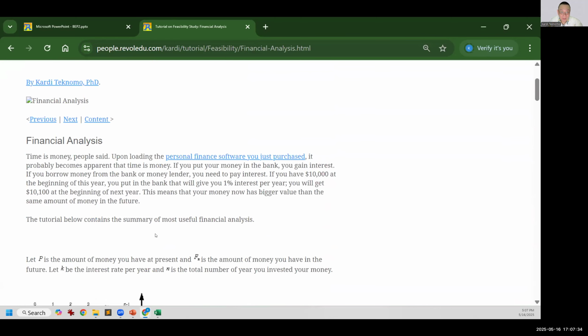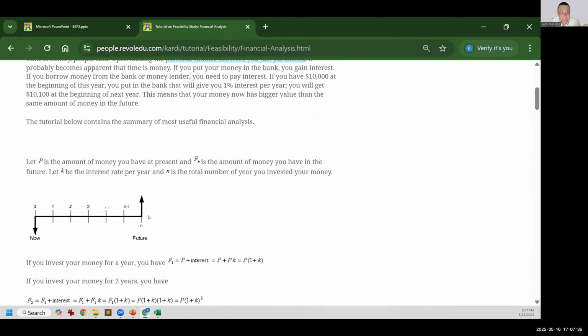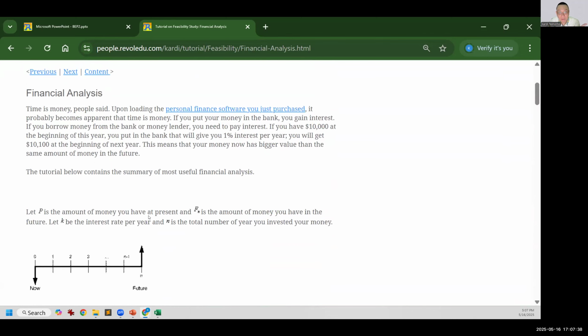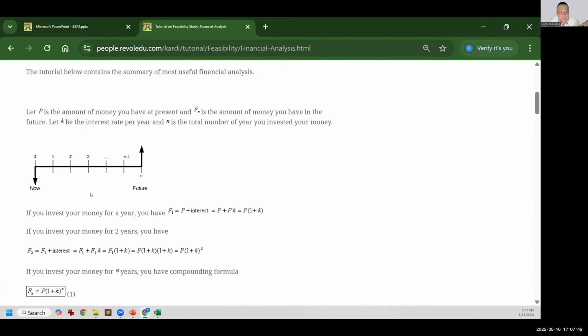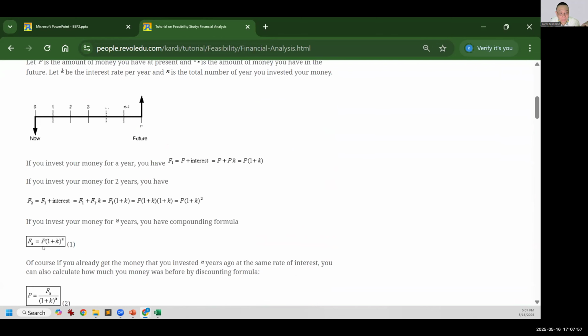In terms of financial analysis, these are the online calculators, and of course the explanation about that. So if you have the money now, down means you pay, up means you receive, and these are the formulas. If you know the present value, you can get the equivalent present value in the future.